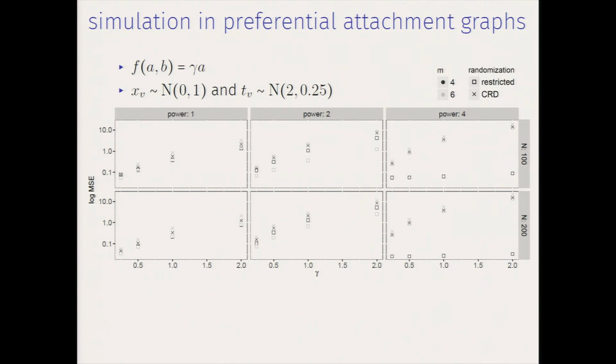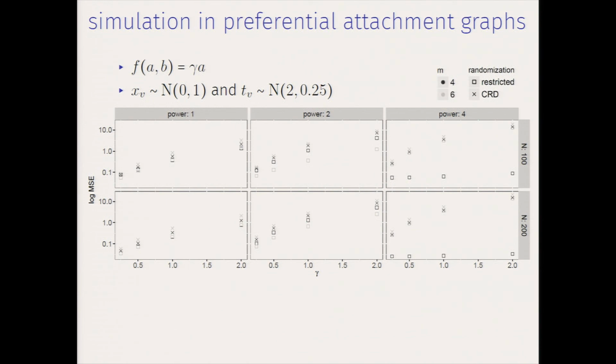What happens to the performance of our design is quite different in inhomogeneous graphs. Again, we work with the linear interference model and normally distributed covariates and treatment values. We consider two values of the number of edges formed at each step, 4 and 6. If you look, for example, at these bottom two figures, our design outperforms the completely random design. That's because we're able to exploit the fact that vertices are different, and the difference between vertices is captured in terms of their degree. That's precisely the kind of variation that our design exploits.